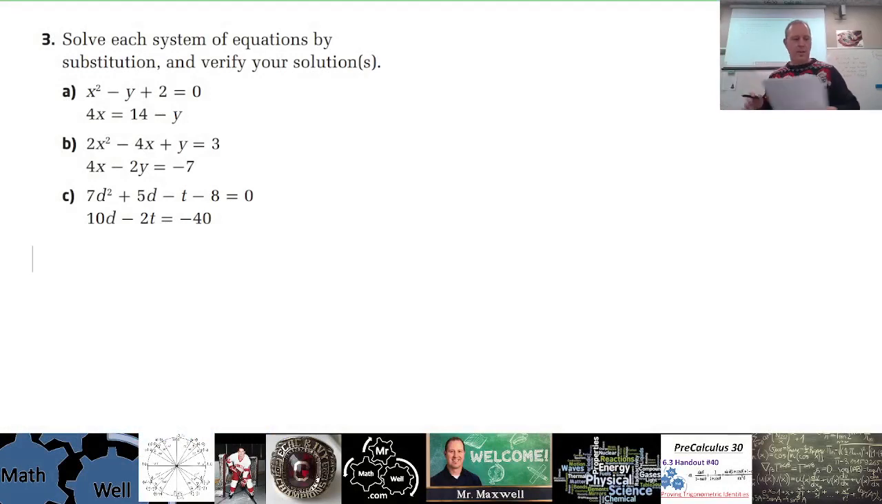All right, so if we are solving this system of equations by substitution, the substitution part means that you need to isolate for one of the variables and substitute what that variable equals into the other equation.